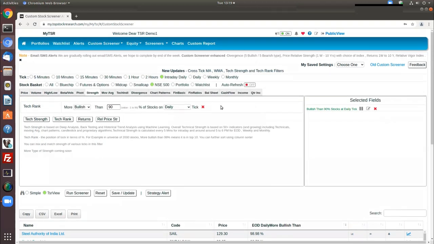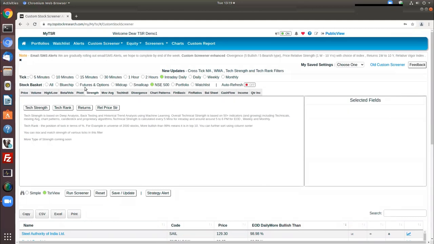Also, I'm closing this one. I have an option of going into relative price strength. You have an option of returns.